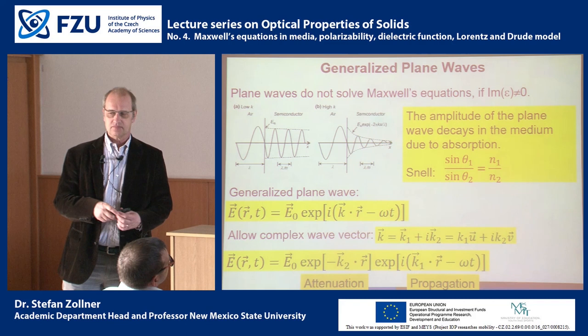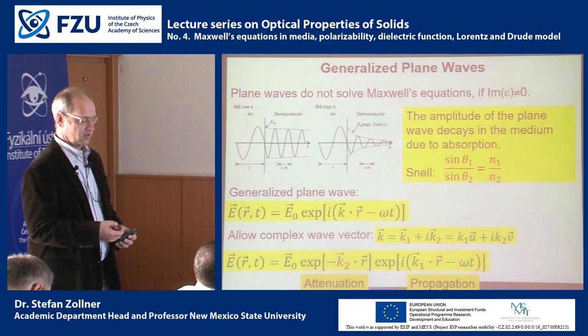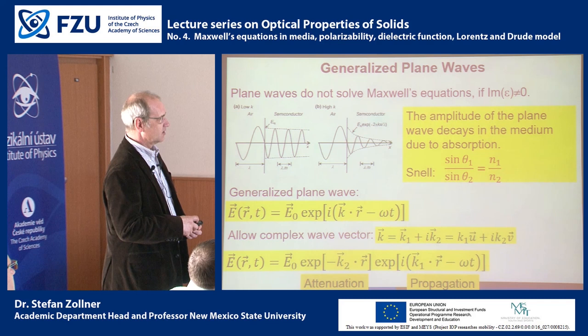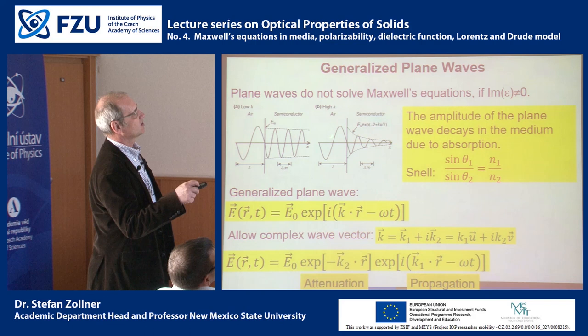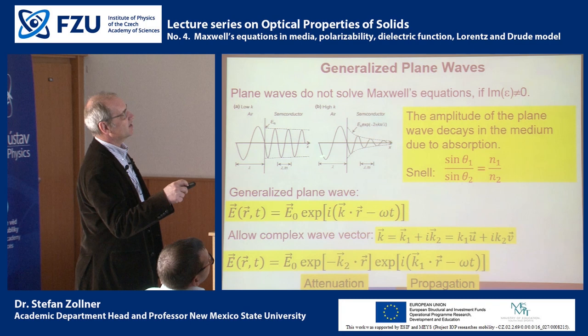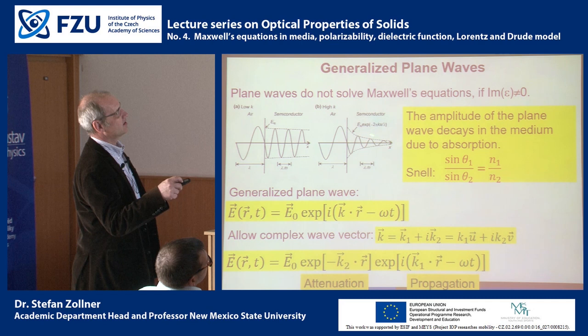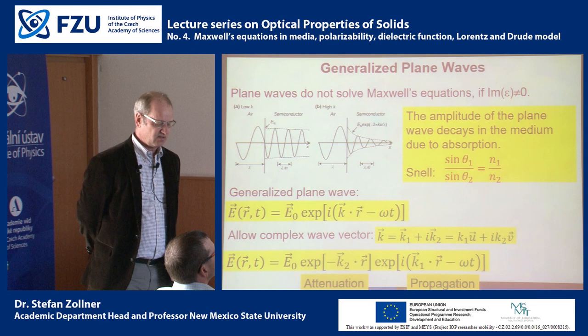In vacuum, we expressed solutions to Maxwell's equations with plane waves. But the problem is that plane waves do not solve Maxwell's equations if we have absorption. And the reason for that is that if we have an interface here, and on the left we have air, and on the right we have a semiconductor where the wave is absorbed, then a plane wave is a solution to the left of this interface. In air, a plane wave is a solution. But once we get into the material, the amplitude of the plane wave decreases. And that's not what a plane wave does, because a plane wave has a constant amplitude independent of space.